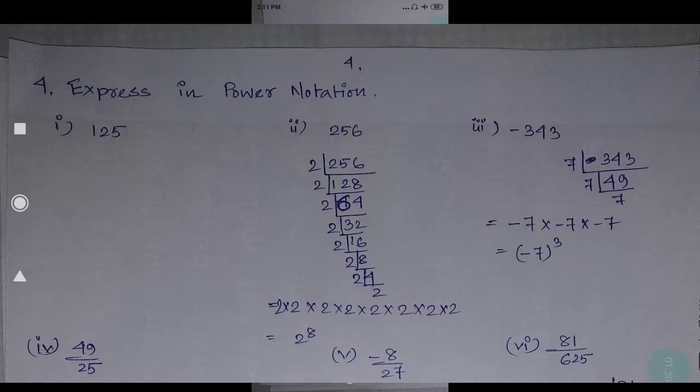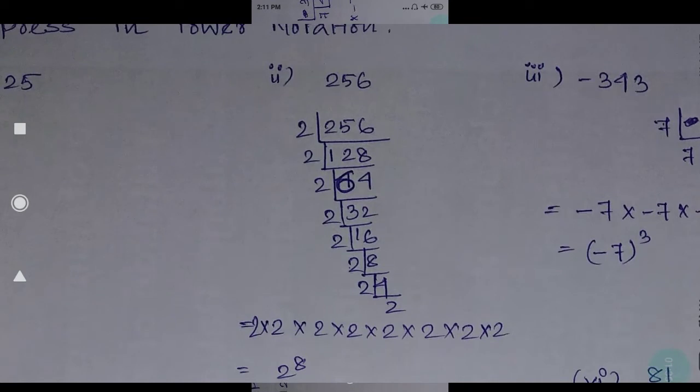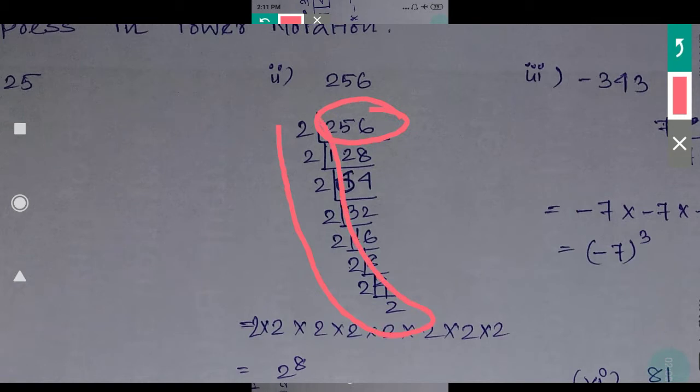See here, one example question I am discussing, 256. You don't know what the factors of 256 are. So for that, you have to find the factors of 256. 256 is given here. First we will divide by 2, like the LCM method, and we get 128. Then again 128 we can divide by 2, it will be 64. Then again 64 we can divide by 2, it will be 2 into 32. Again like this if we continue, we will get the factors. All these are the factors of 256.